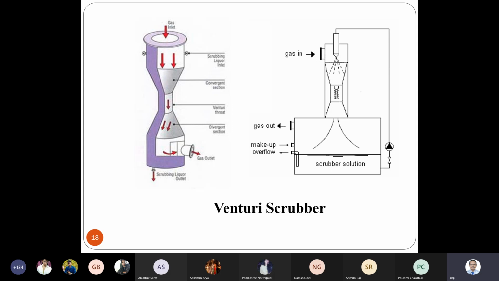So this is the Venturi scrubber. Obviously, as you can understand, this is used for special types of situations. It is not very common, particularly in, as I told, gas treatment, flue gas treatment, and this kind of thing.